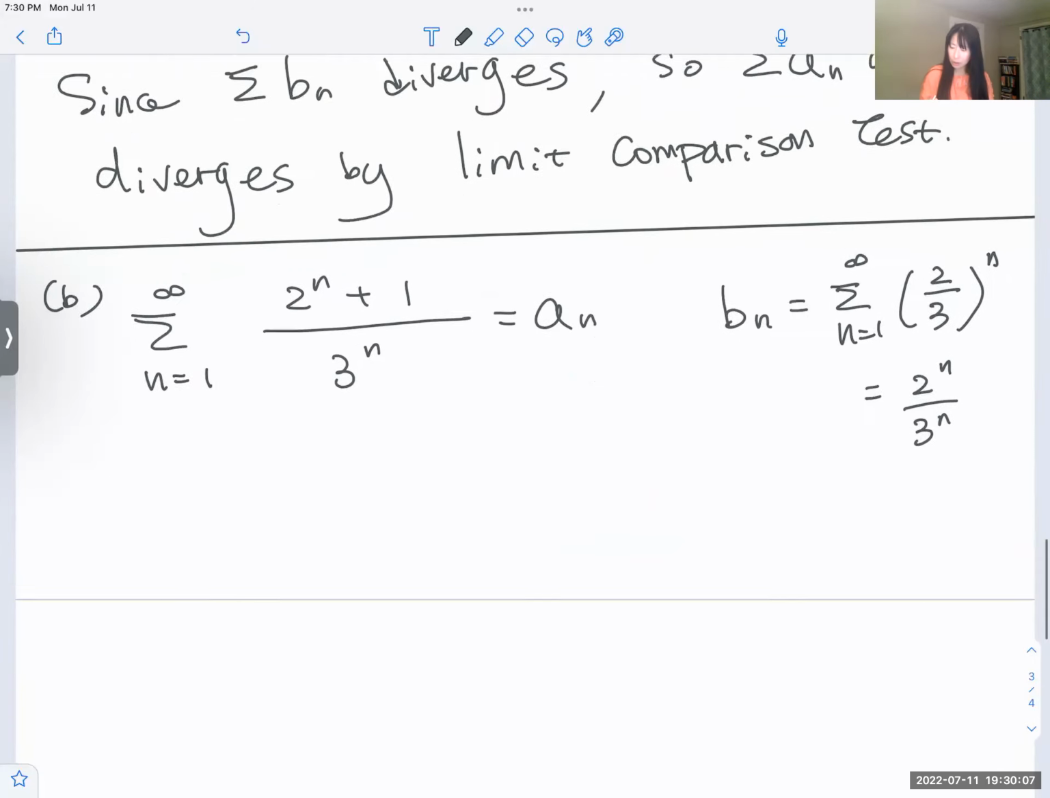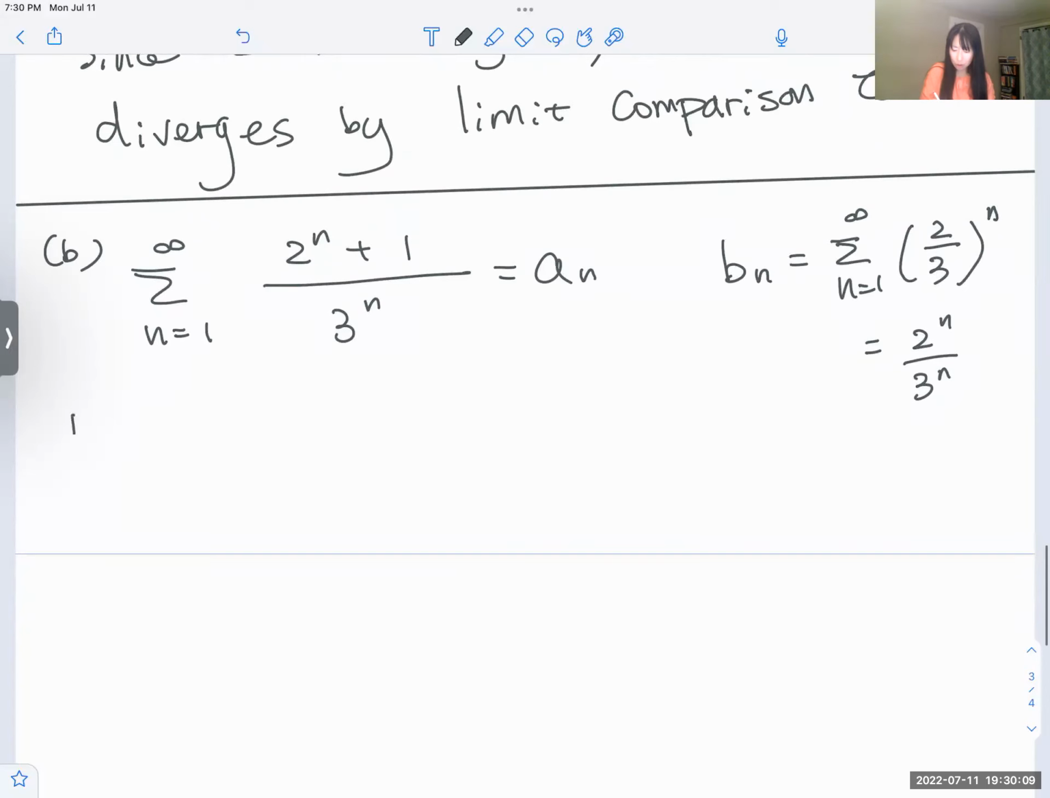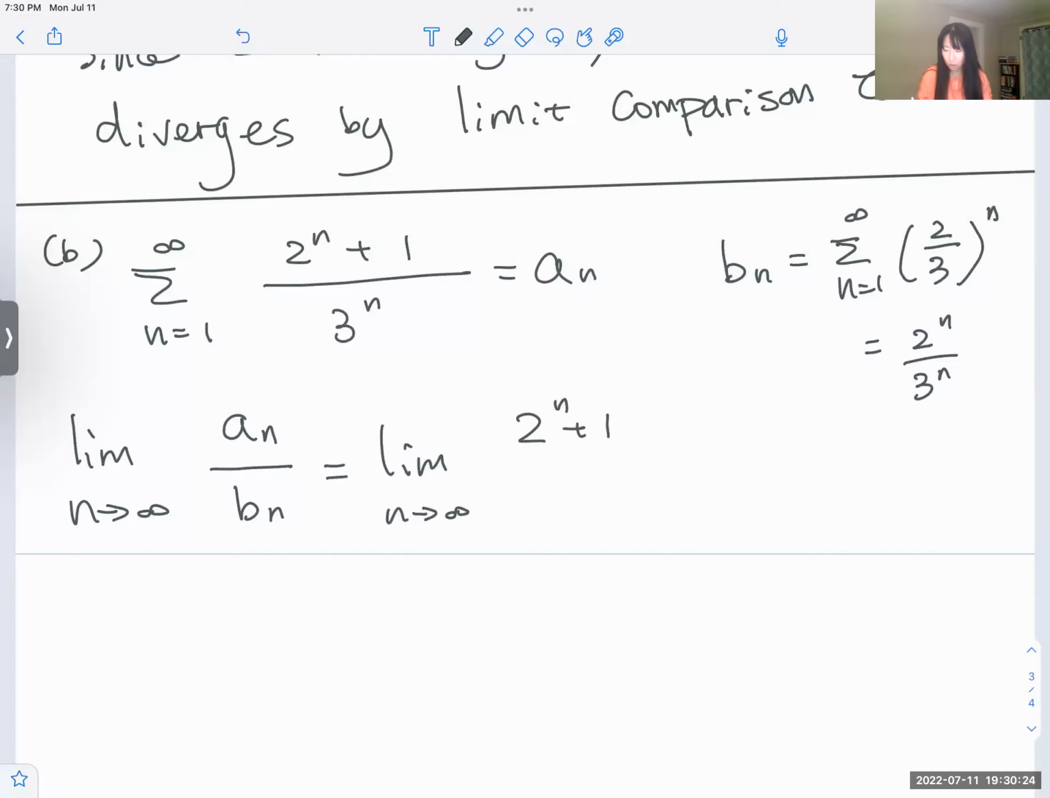So let's check the limit when n approaches positive infinity of A sub n over B sub n. So we take the limit when n approaches positive infinity, we have 2 to the n plus 1 over 3 to the n power, over 2 to the n power.